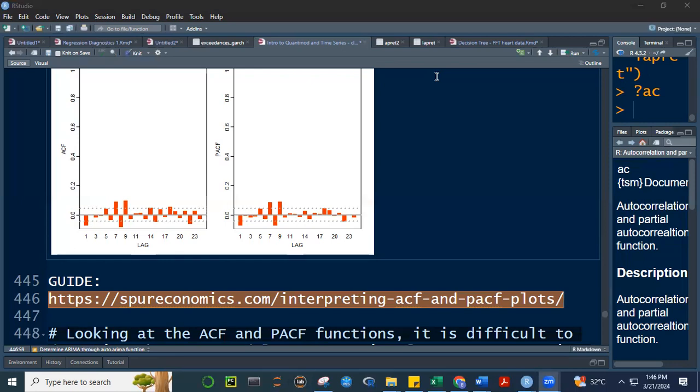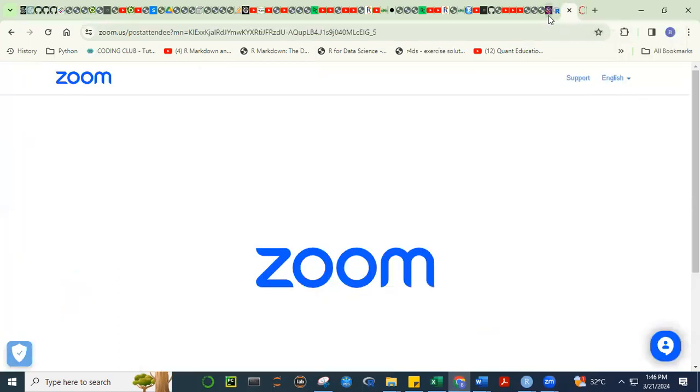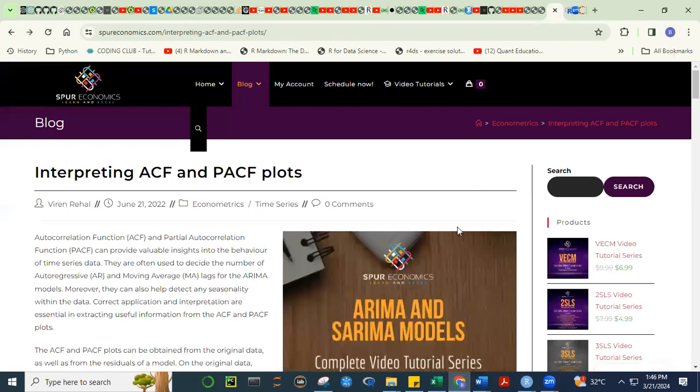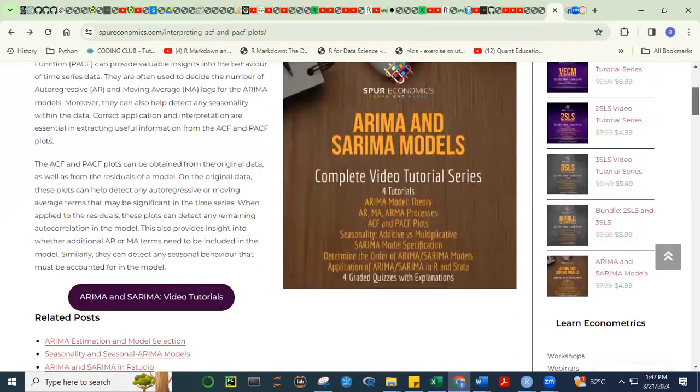Now, ang question, anong model to? If we're going to base our model on the ACF and the PACF, then we need some guidelines. So let me share with you some guidelines here. There are many other guidelines, class. You can just use this as one of the many guidelines that we can use. Ito yung class, interpreting the ACF and the PACF plots. Okay, so I'll leave you to read this.